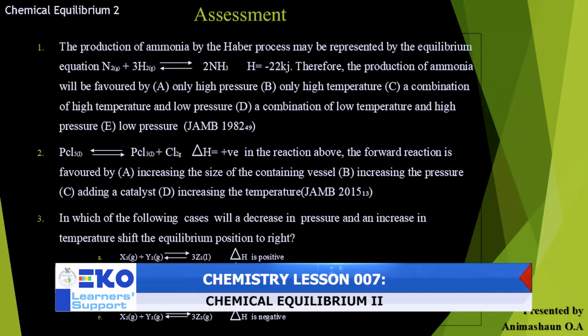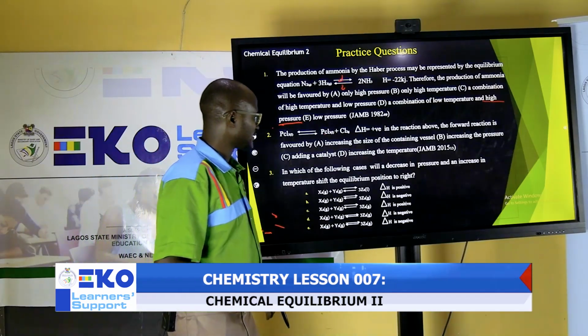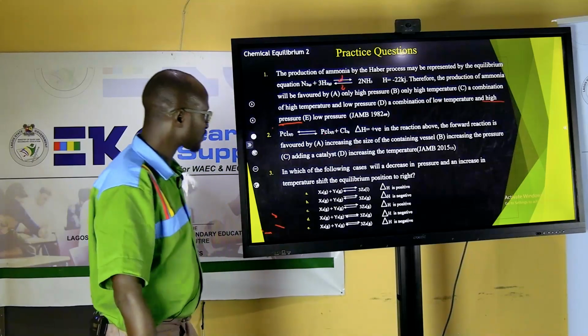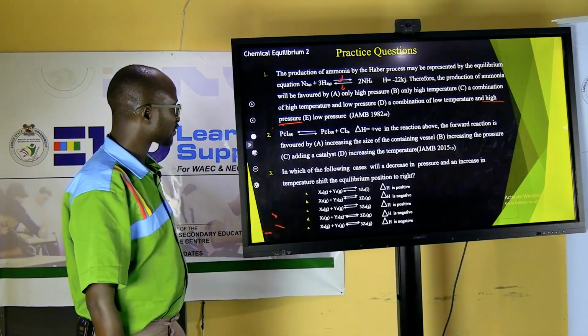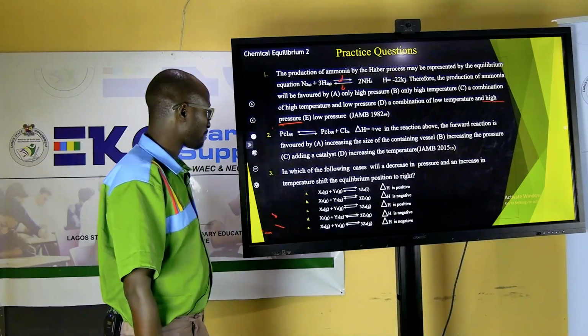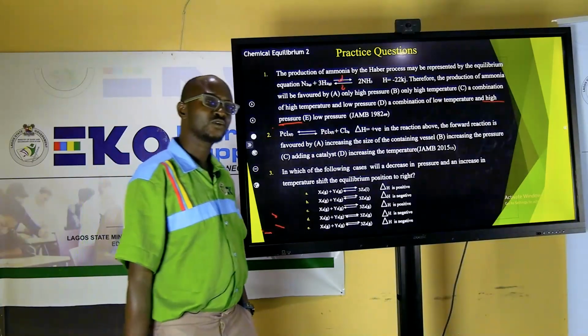Increasing the temperature favors the forward reaction. I believe we all understand. So that takes us to question number 3. Now let us look at this very well. It combines both pressure and temperature also. In which of the following cases will a decrease in pressure and an increase in temperature shift the equilibrium position to the right?